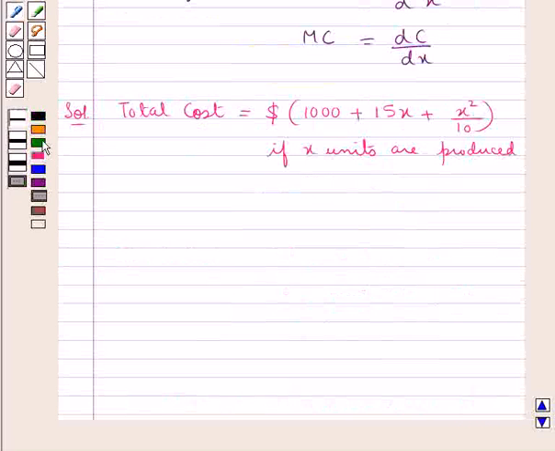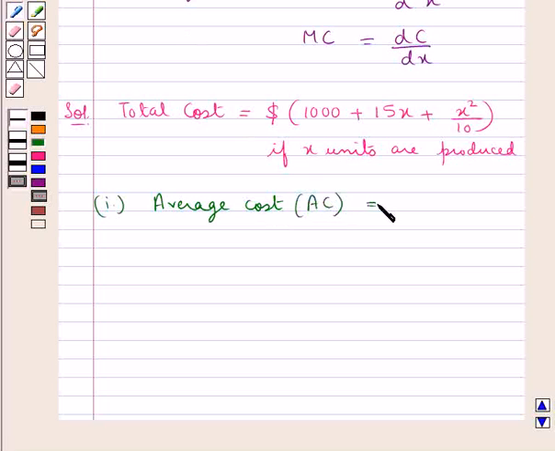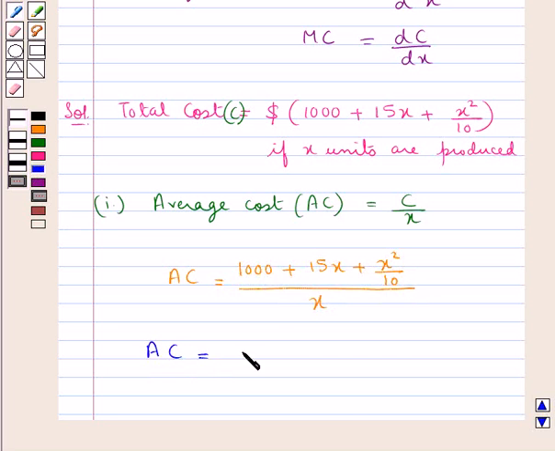So in the first part we have average cost AC is equal to C upon X, where C is the total cost. So average cost AC is equal to 1000 plus 15X plus X square upon 10, which is the total cost, upon X. Or we can write this as AC is equal to 1000 upon x plus 15 plus x upon 10.